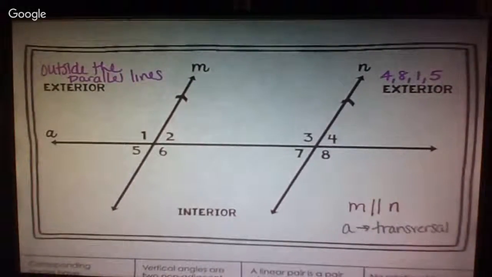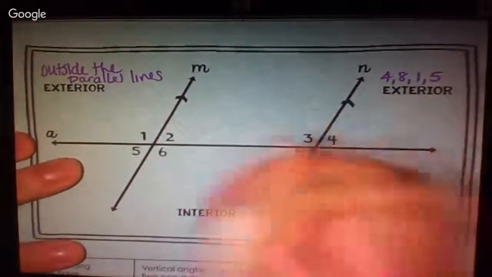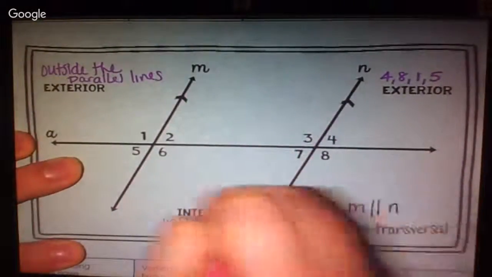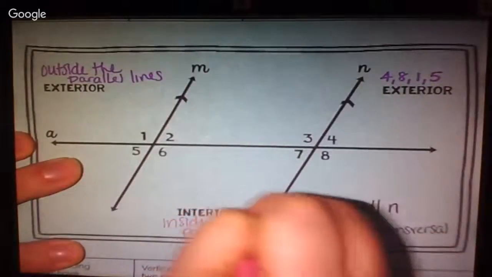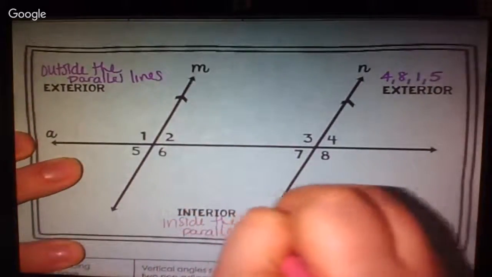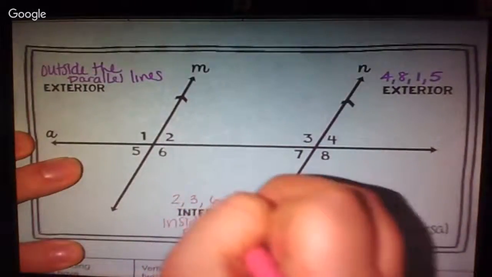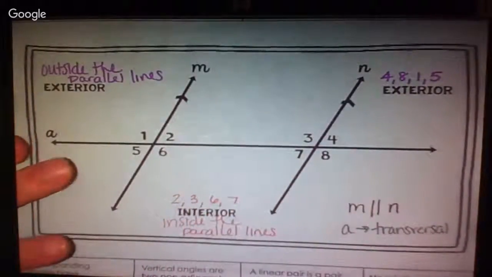We also have a section that is interior. Interior is inside the parallel lines. So that would be 2 and 3, 6 and 7.